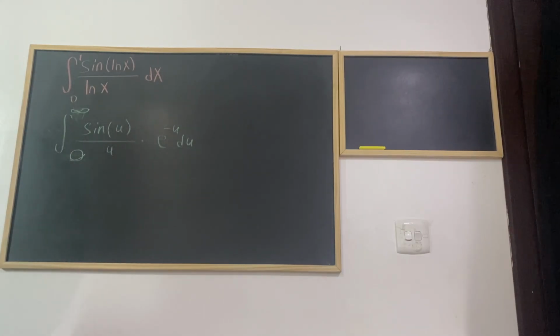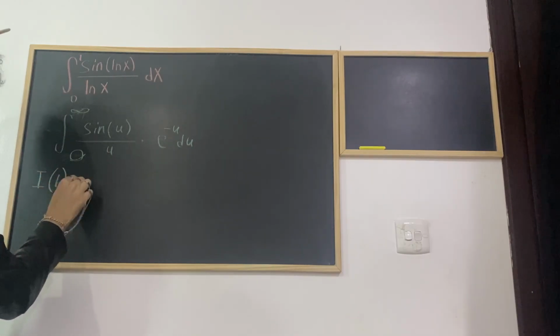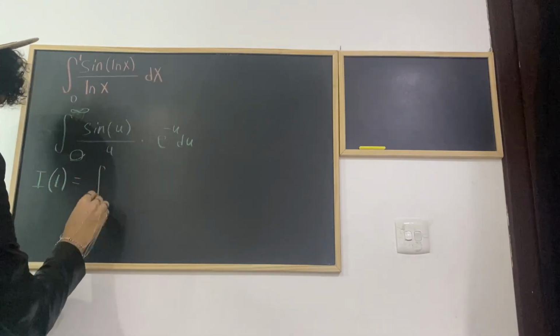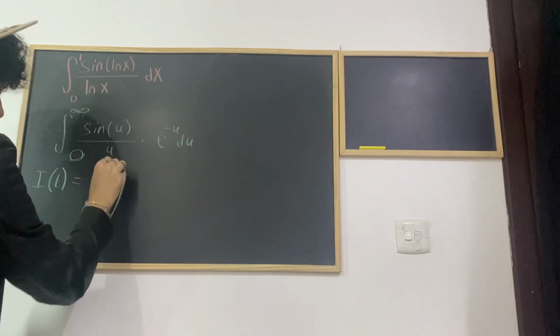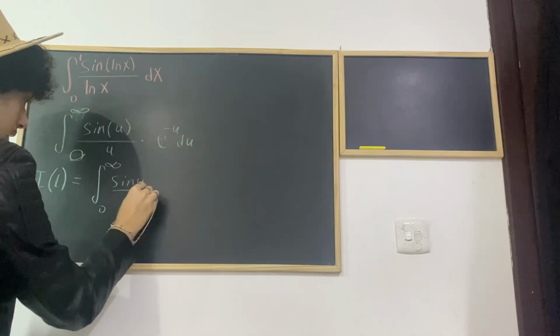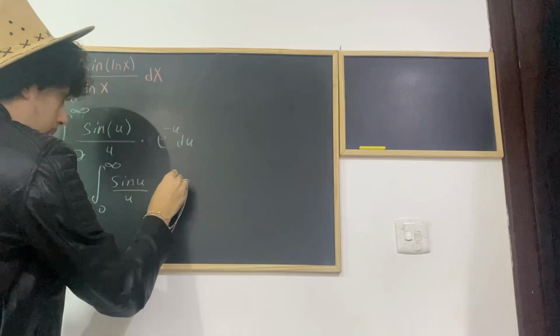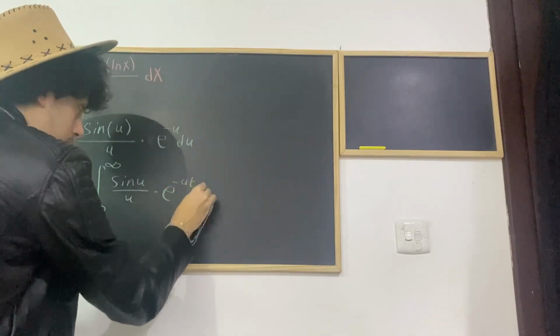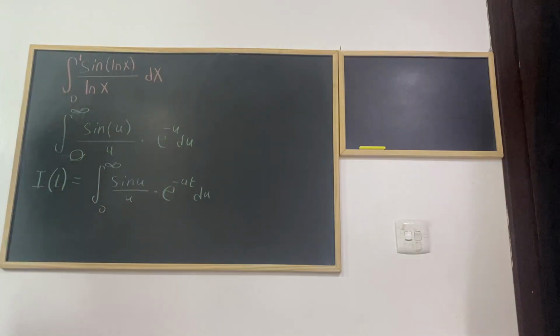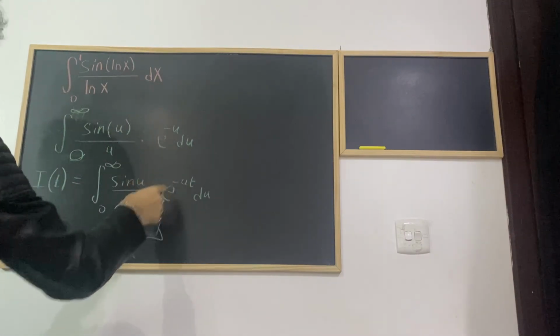Now, here is where we implement the Feynman technique of integration. So let's create a function and call it I. And let's add a parameter called t. So I of t is equal to the integral from 0 to infinity of sin u over u multiplied by e to the power of negative u t du. So notice we put our parameter in the exponential position of e.